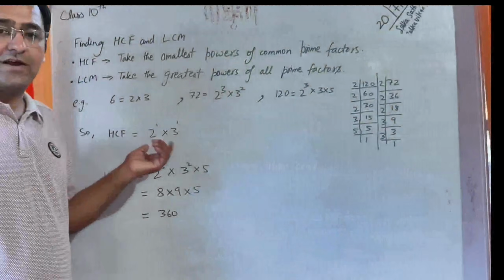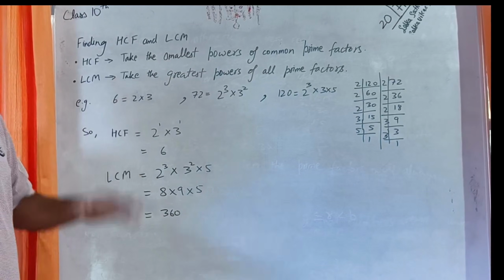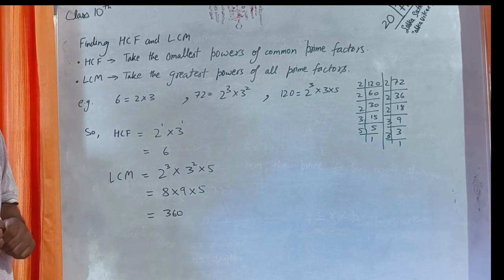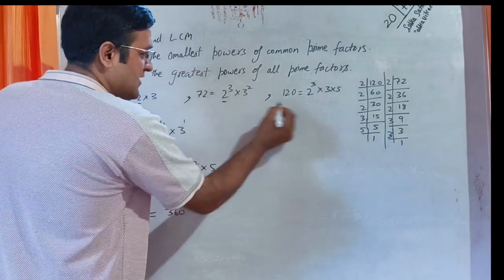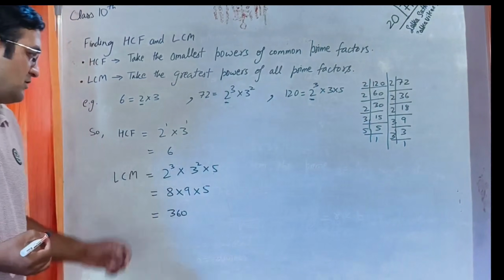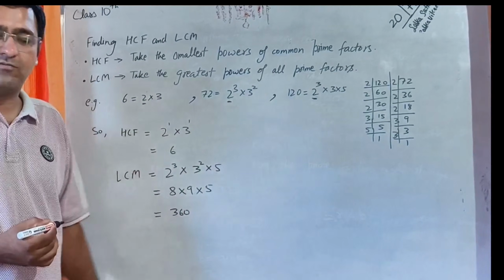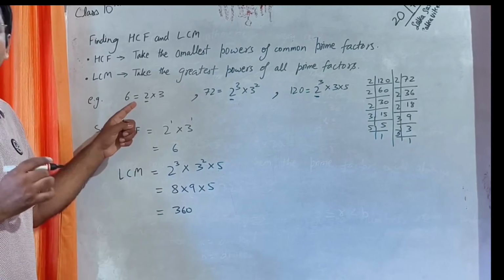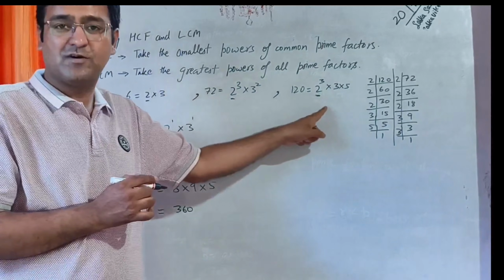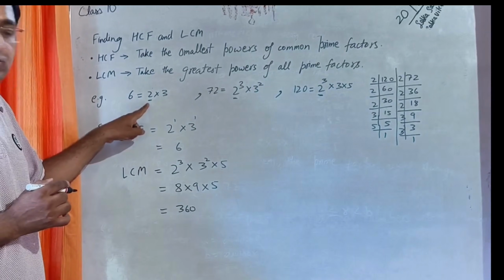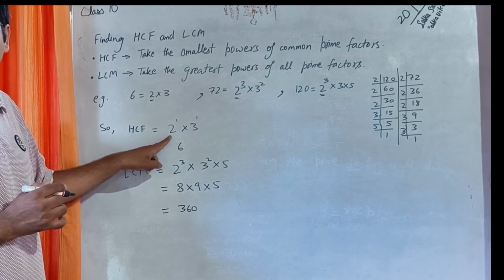Now in case of finding HCF, we have to take common factors first of all. So let's see what is the common factor in all of them. As you can see, 2 is here, 2 is here, and 2 is here also. So 2 is the common factor in all of them. So we'll take the smallest power of 2. 2 raised to power 1, 2 raised to power 3, 2 raised to power 3. So the smallest power is 2 raised to power 1.